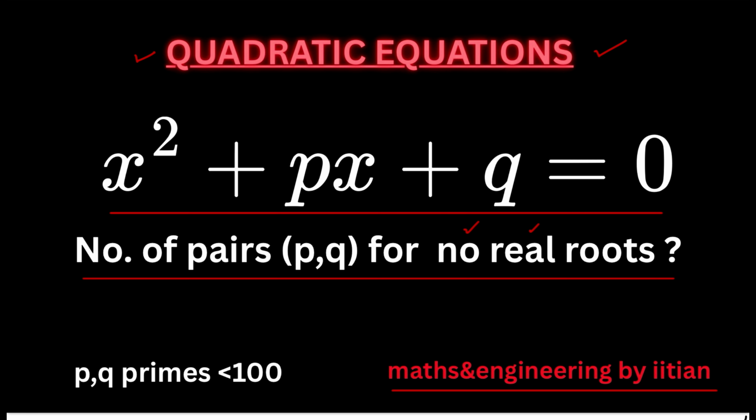Real numbers I have already explained, minus infinity to plus infinity, and if there are no real roots, what will be the value of p and q? At the same time, another condition is there, p and q are prime numbers less than 100.